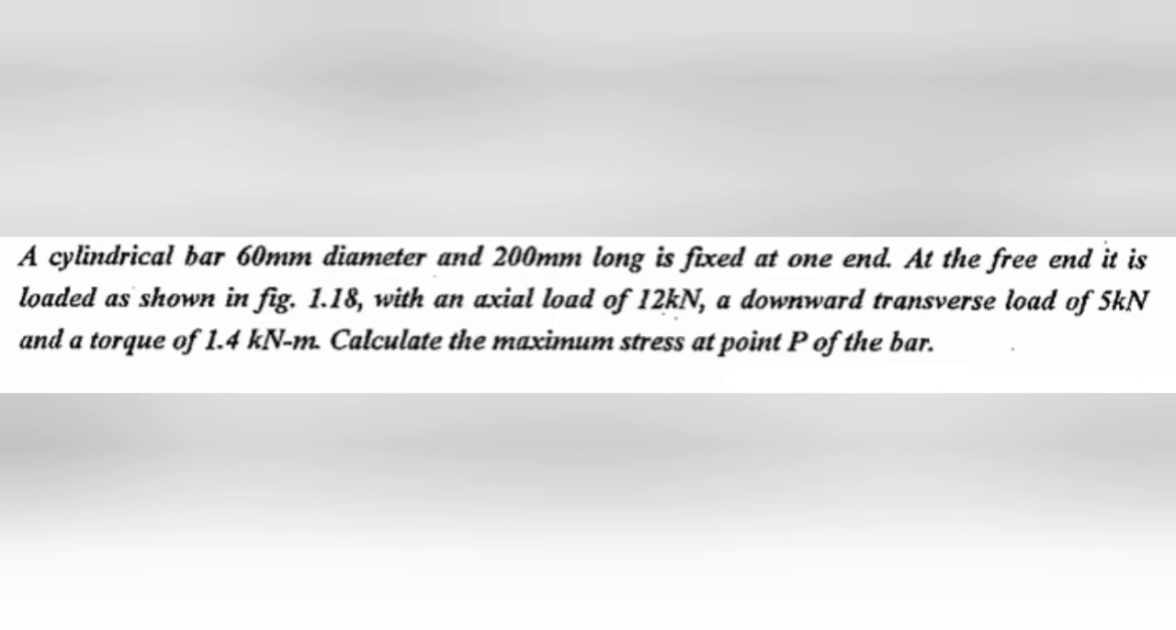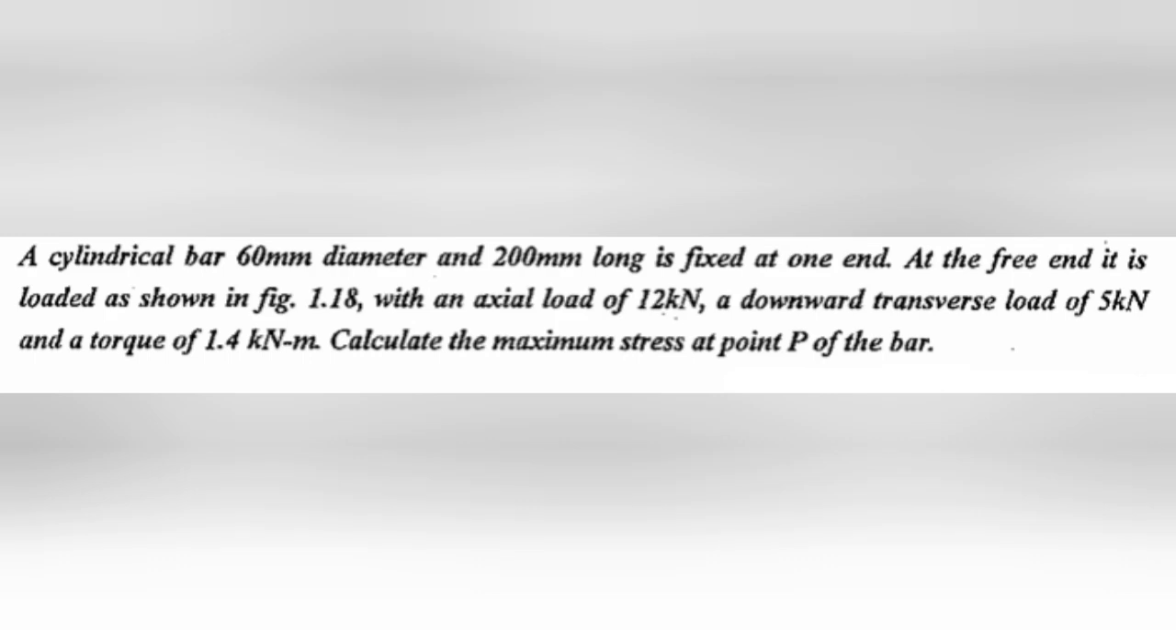So this is a problem calculating the maximum stress for a given member or a bar. So let's look at the question. A cylindrical bar 60 mm diameter and 200 mm long is fixed at one end. At the free end it is loaded as shown in the figure with an axial load of 12 kN, a downward transverse load of 5 kN and a torque of 1.4 kN meter. Calculate the maximum stress at point P of the bar.